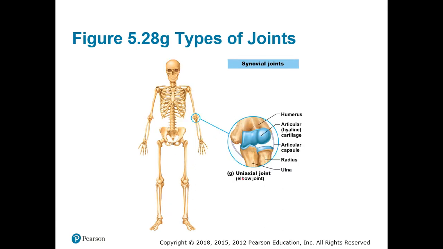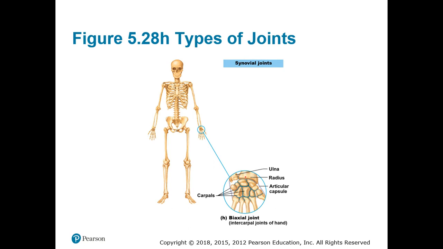Then we have something called uniaxial joints. These only allow you to move one way. So if you think about your elbow, it's a hinge joint. You can pull your elbow up and you can pull your elbow down, but you can't move it left to right or spin it in circles. And the last one is biaxial joints. Bi meaning two. These kind of allow you to move your hand up and down and left to right, but not much more than that.